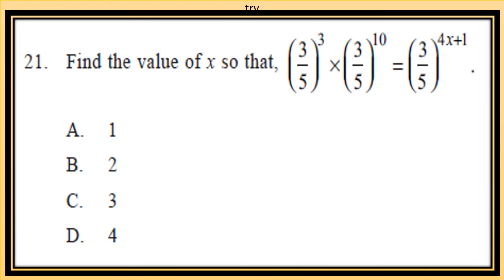Question number 21. Find the value of x so that (3/5)^3 into (3/5)^10 equals (3/5)^(4x+1). So this is an easy question. We have to apply one property. So you can try or you can see the solution next.